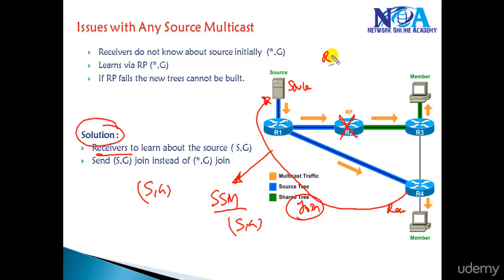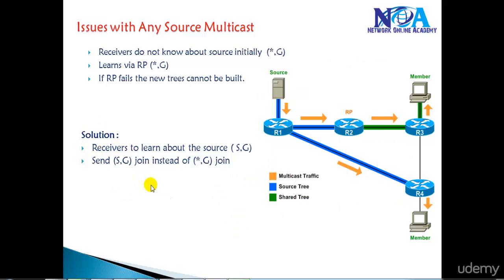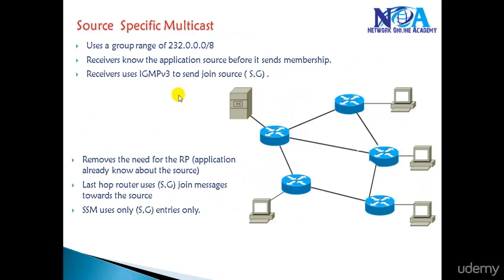Now in case of the RP scenario, the receiver does not know about the source, so it's going to build some *,G entries, sending some PIM join messages to the RP. But in case of SSM, we are going to send the join messages directly to the source, because we know exactly where the source is. Now to make that possible, we need to use something called SSM, that is source specific multicast, where we are receiving the multicast traffic from a specific source rather than an unknown source. Probably we are going to learn about the source with the group address.